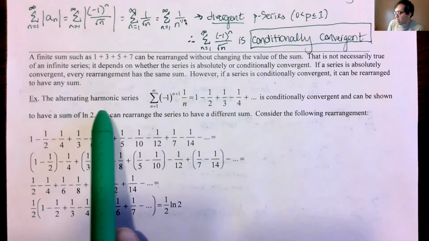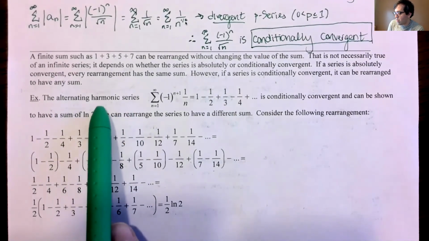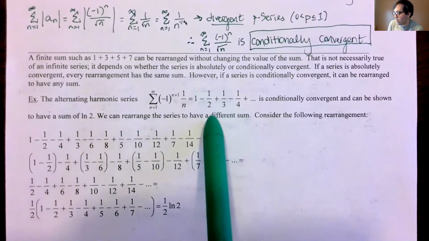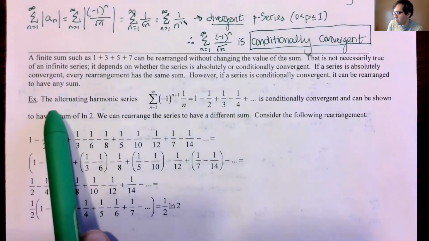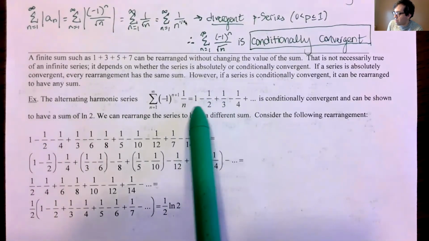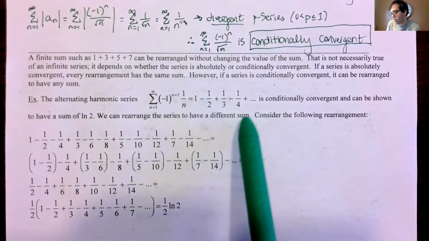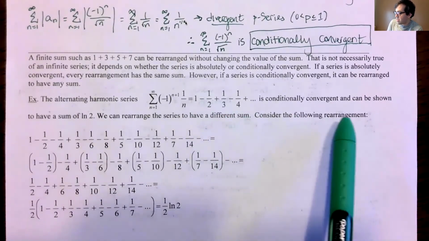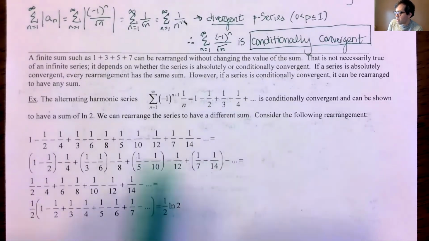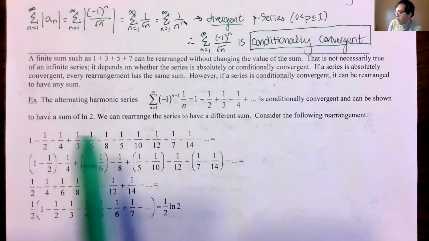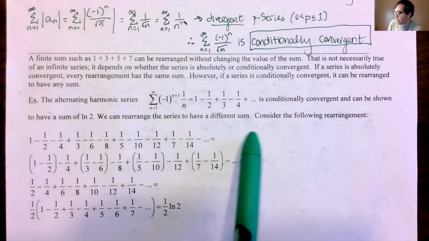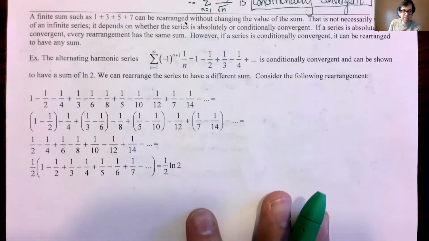The alternating harmonic series. So we already know what the harmonic series is, right? It's 1 plus 1/2 plus 1/3 plus 1/4. If we take a look at the alternating version of that, 1 minus 1/2 plus 1/3 minus 1/4, etc., it's conditionally convergent and can be shown to have a sum of the natural log of 2. We can rearrange the series to have a different sum. Consider the following rearrangement. So let's examine this.